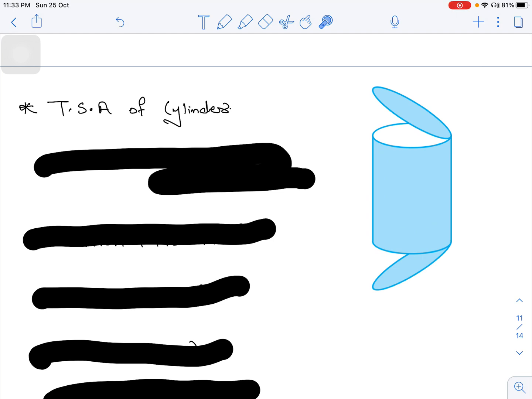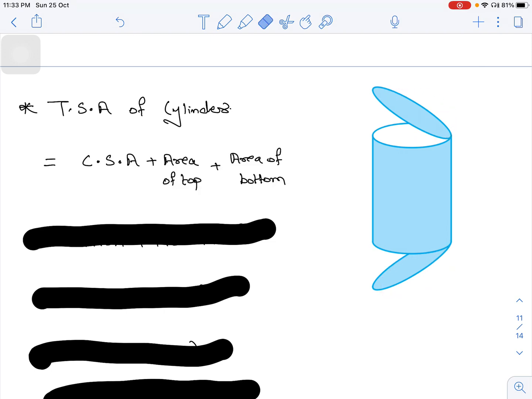Now in TSA, what areas do we consider? We consider the curved surface area, the area of the top and the area of the bottom. So the total surface area of a cylinder is equal to CSA, that is the curved surface area, plus area of top, that is the area of this circle, plus area of bottom, that is the area of the second circle. Now, if you look at this figure, let us make some construction over here.